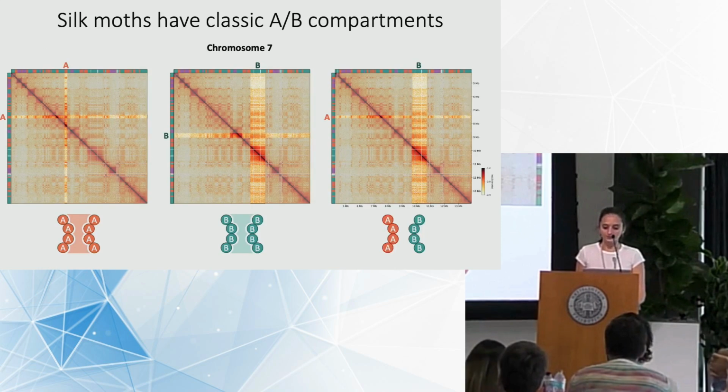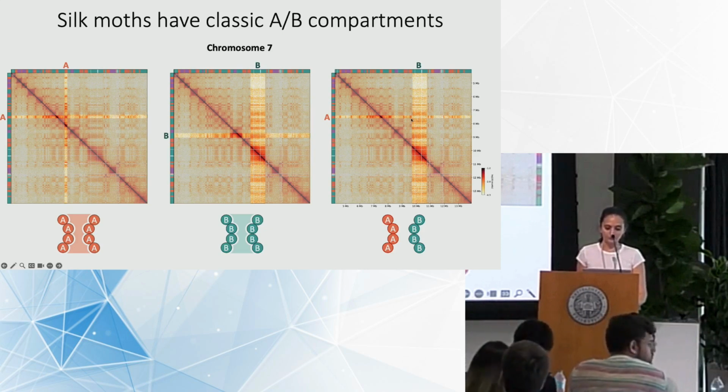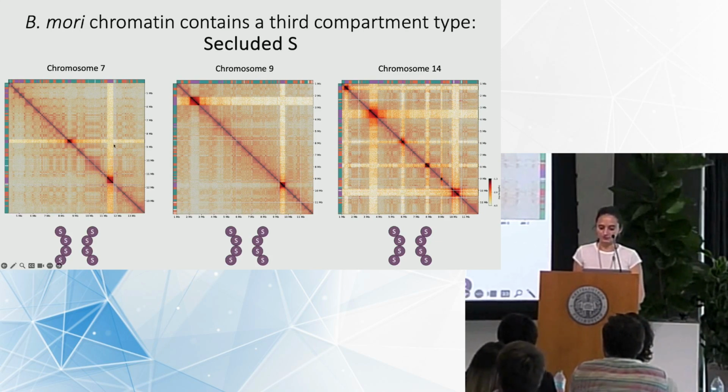When we performed Hi-C on the Bombyx mori silk moth genome, we indeed observed similar folding patterns, with A interacting with A, B interacting with B, and depletion of interactions between pairs of A and B. However, we also observed a third type of compartment, which we term secluded, S. What you might be able to appreciate from all these different maps is that if you take two different regions, each annotated as S, and look at their intersection, they show no preferential contact. And they show very little to no checkerboarding overall.